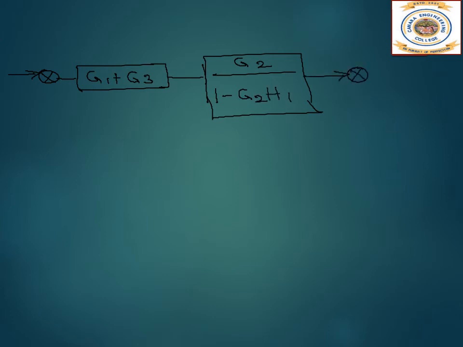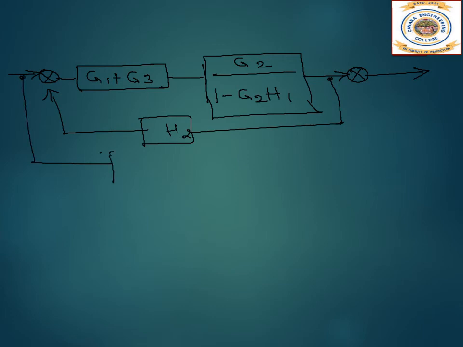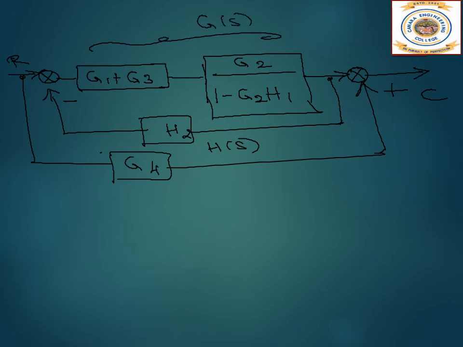Here we have a summation point, and we have H2 in the feedback, so it comes like this. Then here we have a forward path which is G4, so that will go over here. This is plus and this is negative feedback, R and C. So this H2 is H of S, and the whole of this will be G of S. Let me take it as some Y here, just a notation to represent that.